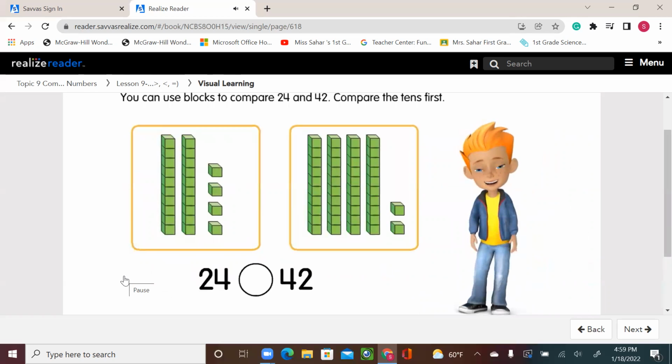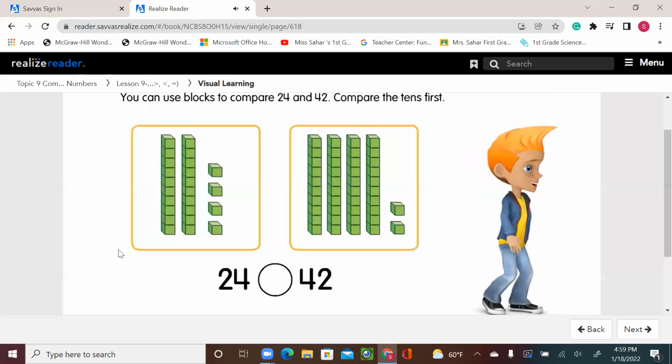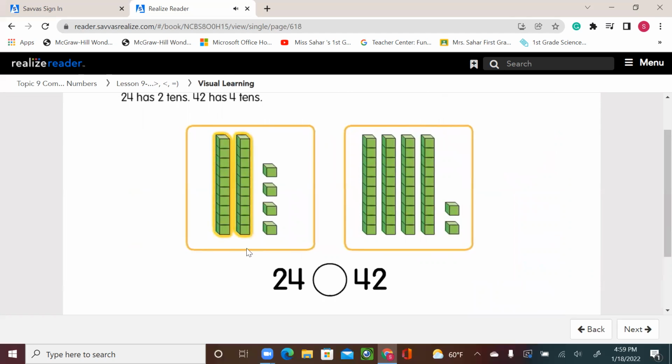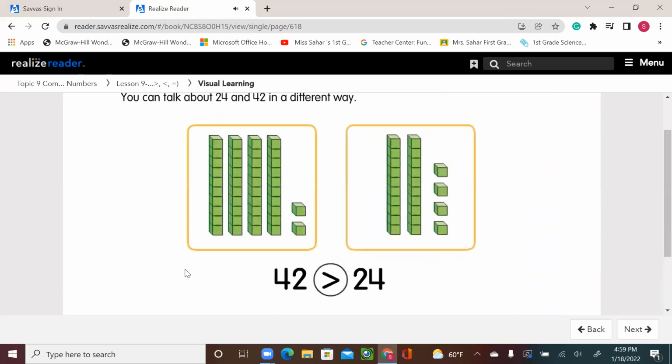You can use blocks to compare 24 and 42. Compare the tens first. 24 has 2 tens. 42 has 4 tens. 24 has fewer tens than 42. So 24 is less than 42. You can talk about 24 and 42 in a different way. 42 has more tens than 24. So 42 is greater than 24.